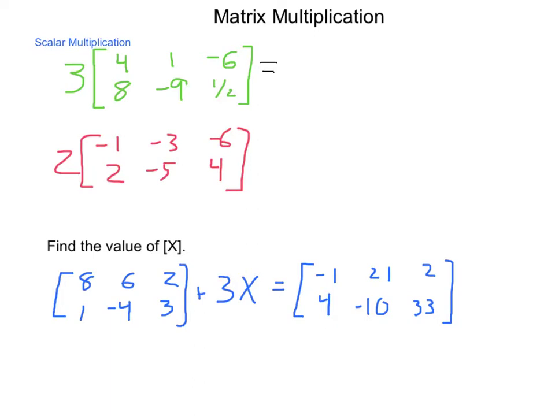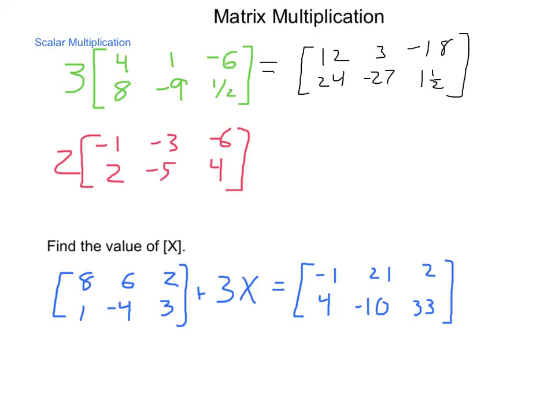scale factor. So in our first problem here, we have 3 times the matrix of 4, 1, negative 6, 8, negative 9, 1/2. So when we multiply this through, we have 3 times 4, which is 12, 3 times 1, which is 3, 3 times negative 6, which is negative 18, 8 times 3, which is 24, negative 9 times 3, which is a negative 27, and 3 times 1/2, which is 3/2, or 1 and 1/2. It is just basic distributive property carried across the matrix.